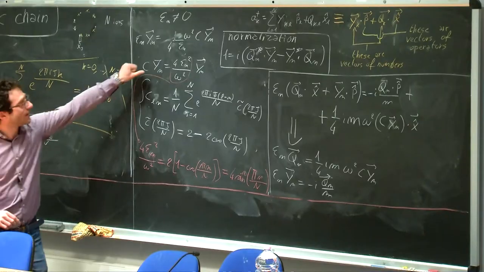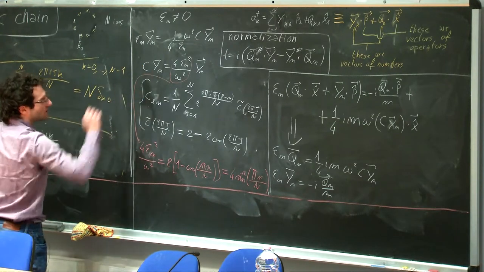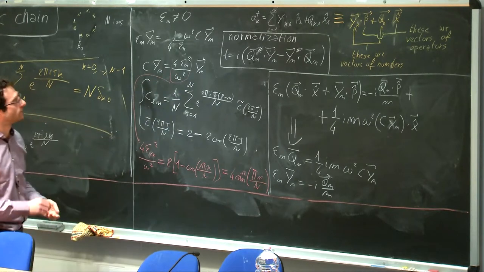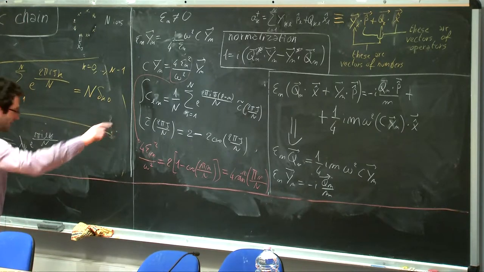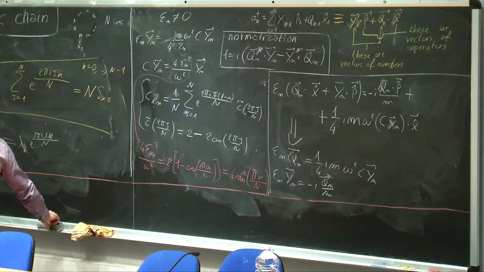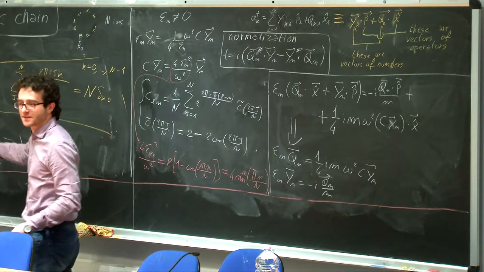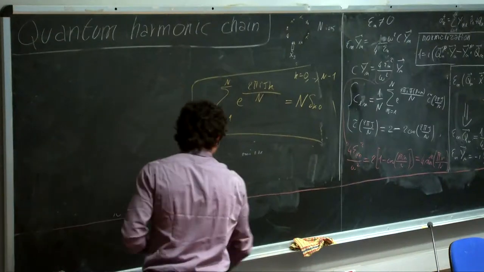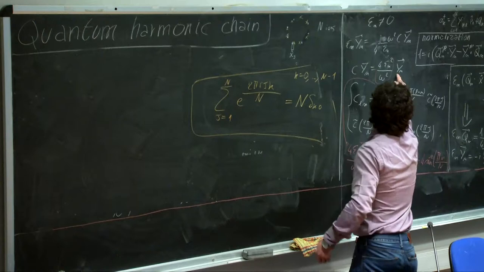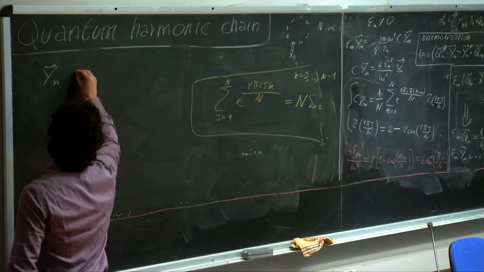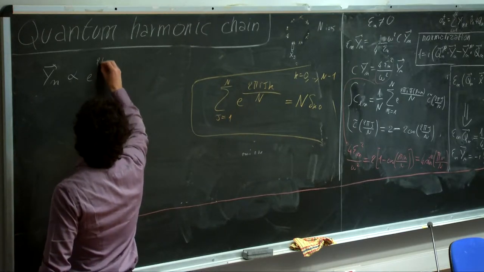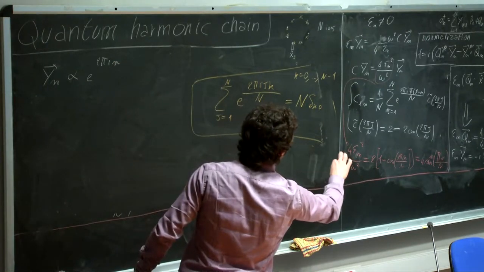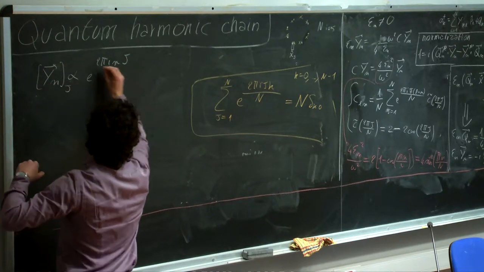Okay, so we have this, and we also know the eigenvectors of C, which are these phases. So we also know that yn should be proportional to, where I write this now. Maybe I should erase something. Can I erase this part? Okay. So we have that the eigenvectors yn should be proportional to e to the 2 pi i n j over capital N.